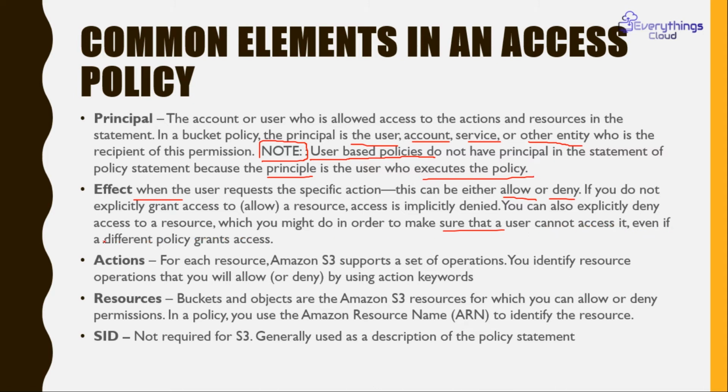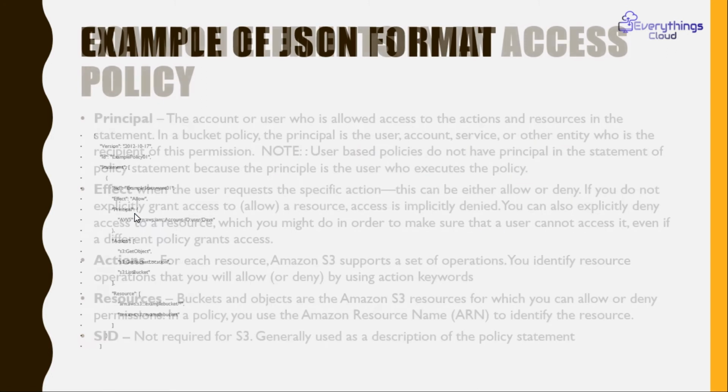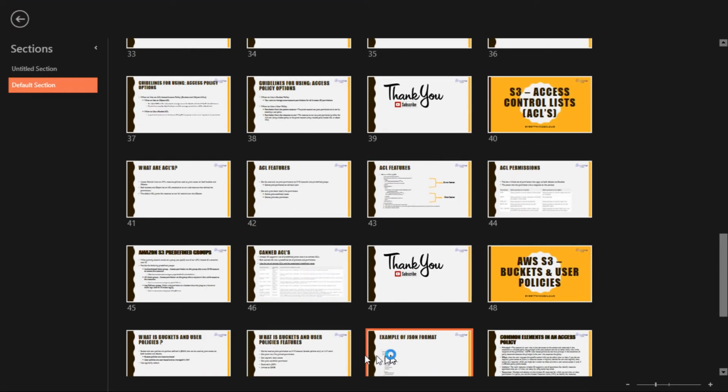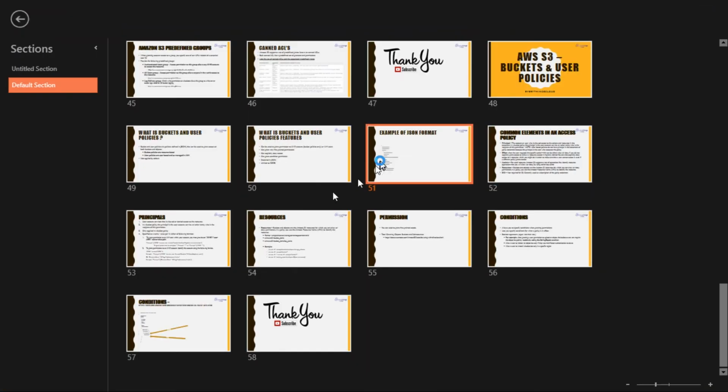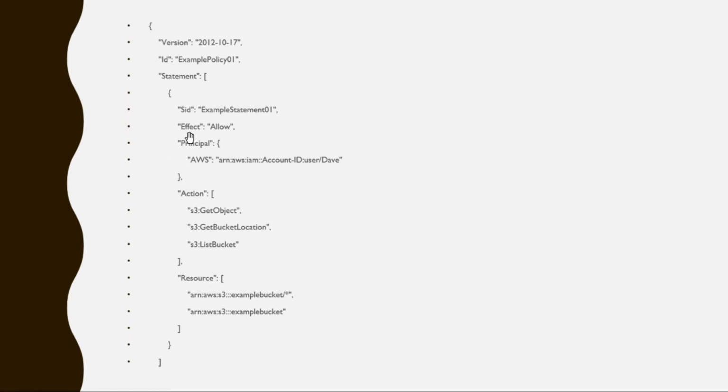What does that mean? Let me go back to the previous slide. Okay, this is the slide. Let me zoom this. So it has an effect. This effect can be allow or deny. If it is deny, then all the remaining JSON, principal, action and resource will be denied. But if it is allow, then it will be followed one by one. So simply, it can be deny or it can be allow.